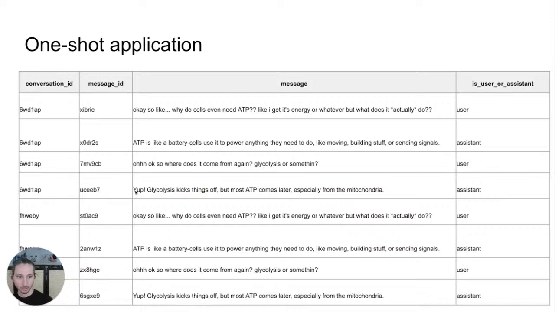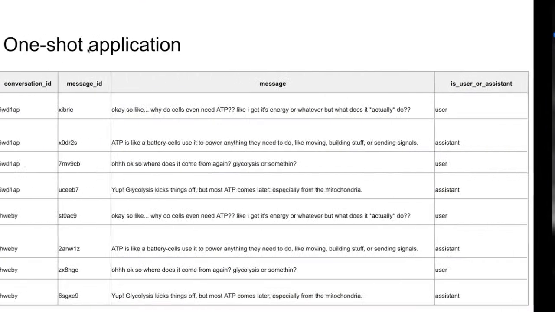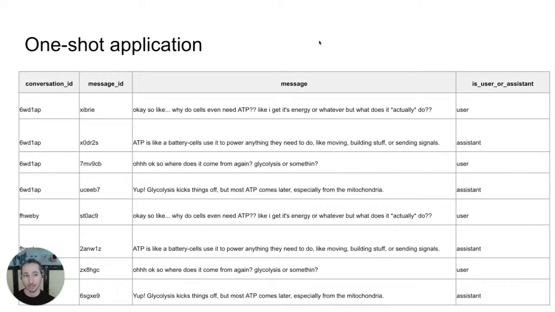All right, last 2 minutes we have here, we're going to do a one-shot application. I have on my desktop right here a CSV, biology conversations, with a conversation ID, the message ID, the message, and who sent that message. We're going to take a prompt and pass this to an AI coding tool I have. We're then going to read in the CSV, call out to a language model, and get back a summary of the conversation for all 10.